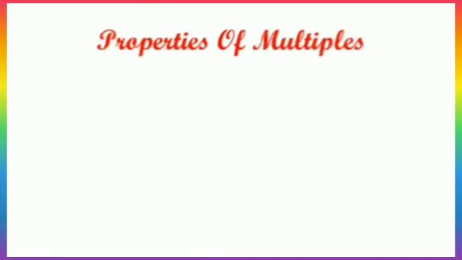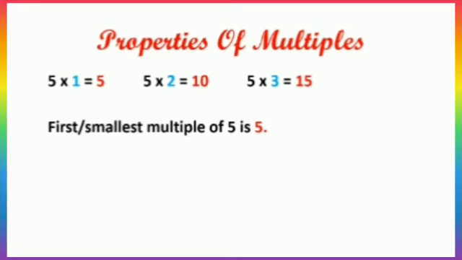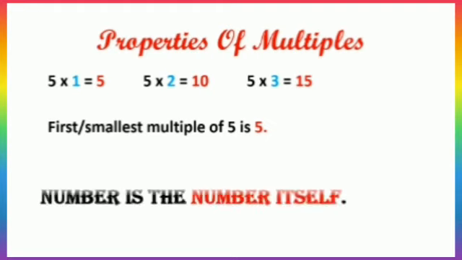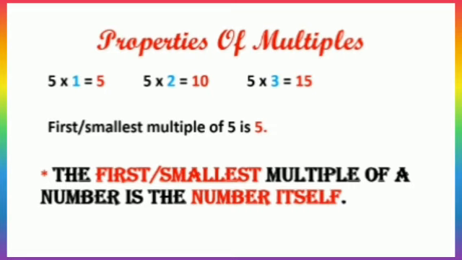Now, let's see the next property, which says when I multiply 5 by 1, I get 5. On multiplying 5 by 2, I get 10. And when I multiply 5 and 3, I am getting 15. So, the first or the smallest multiple of 5 is 5. With this, we get our third property of multiples, which says the first or the smallest multiple of a number is the number itself.